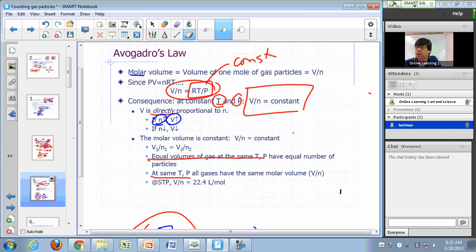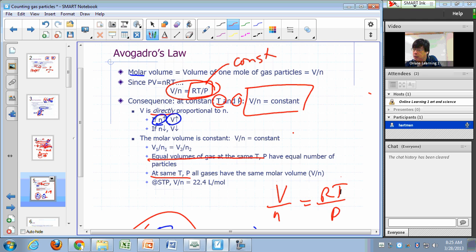Why is that? Molar volume is RT over P. Same T, same P. It doesn't matter what kind of gas you have. It can be made up of atoms, made up of molecules, made up of a mixture of atoms and molecules. If you can count all of those particles, provided you're looking at the same temperature and the same pressure, the ratio of the volume to the number of moles, the molar volume, would be the same.